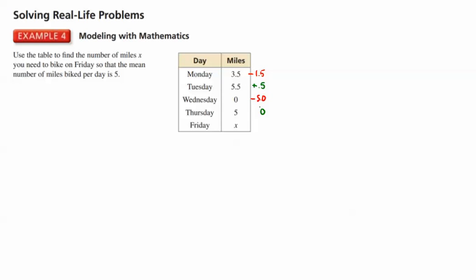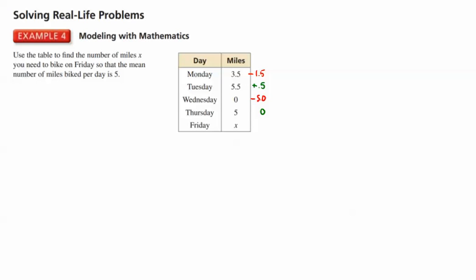Now, the question we want to ask ourselves first of all is, on this last day, Friday, should the miles that we ride be less than 5, equal to 5, or more than 5? I think it's clear to see that if you just rode 5 miles on Friday, you haven't made up for the deficits that you encountered on Monday and Wednesday, even though you were over a little bit on Tuesday. So we feel that we should have to ride more than 5, and perhaps a lot more than 5, to bring our average up. So let's see what happens.